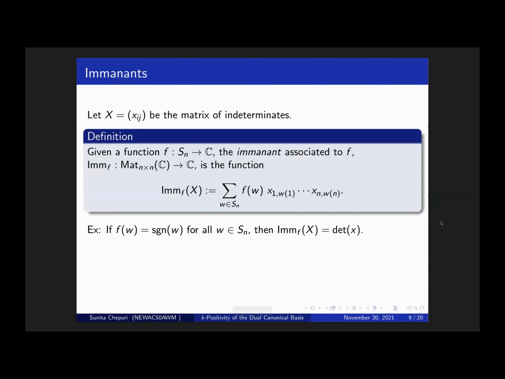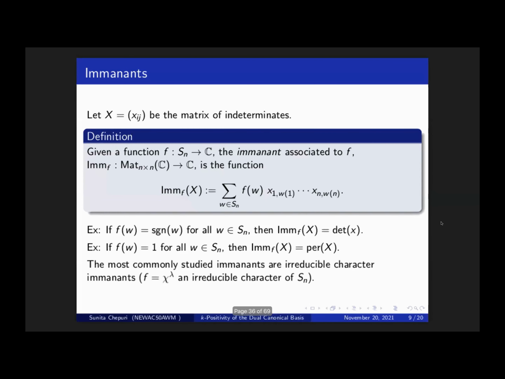So one immanent that everyone has seen is if F of W is the sign of W, then this immanent is just the determinant. Another really common immanent is if F of W is always 1, then we get the permanent. And in general, if F is an irreducible character of Sn, these are irreducible character immanents, and these are the ones that are most commonly studied, at least classically.